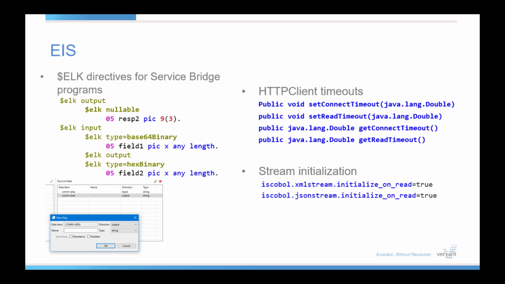You can also set fields to accept or return base 64 or hex binary values. This was available for SOAP services. We've added the ability to do this in REST services as well. When you're using HTTP client to interact with web services, you may want to set a timeout so you can avoid hanging from an unresponsive URL. You can use these new methods to do that. And now you can initialize the group item before reading a stream of XML or JSON data.